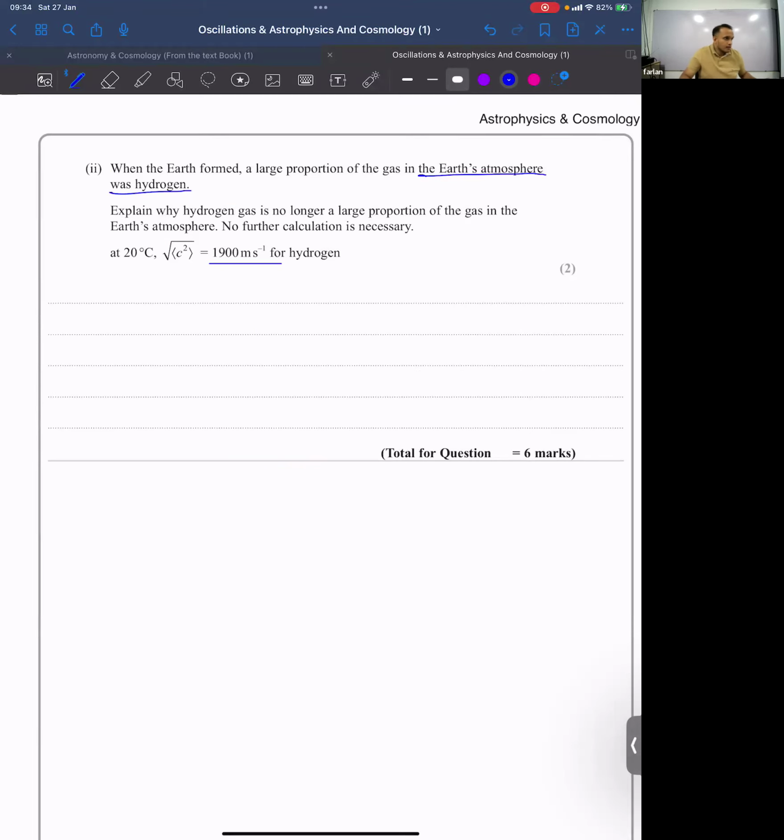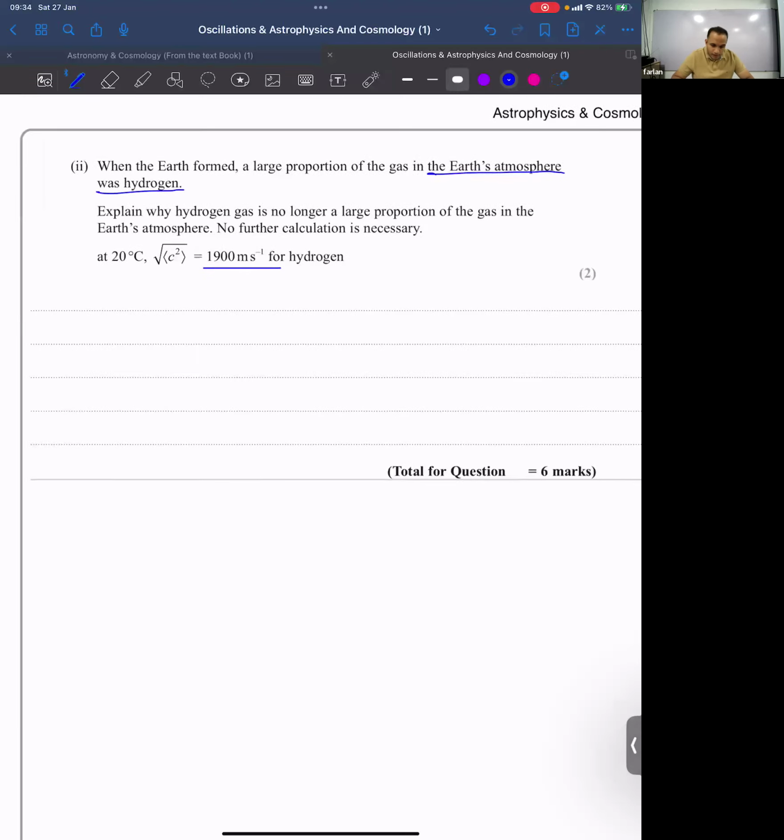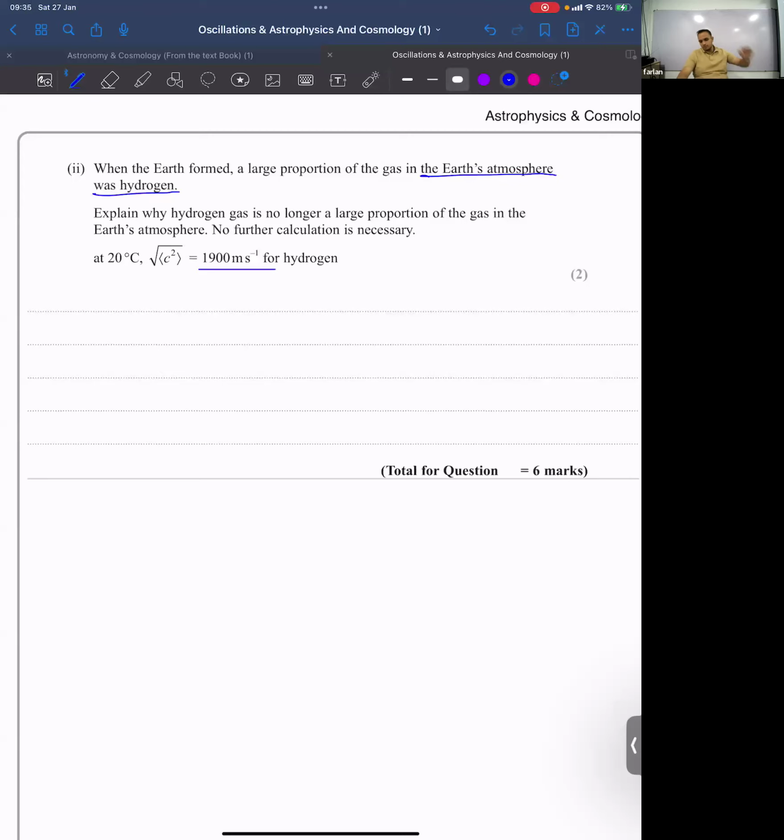Now, what they are telling here is to explain why, when the Earth formed, hydrogen escaped. What I understand by the Earth formed is the initial stage of Earth's formation. Then with time, Earth got bigger. Okay, you get it? So write the answer.